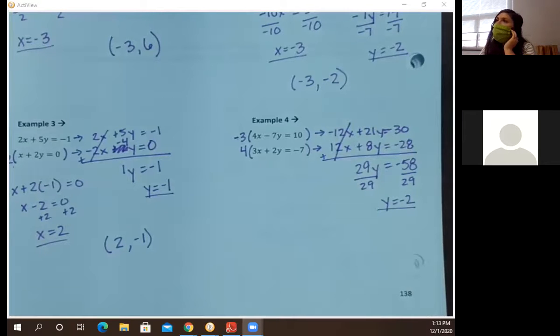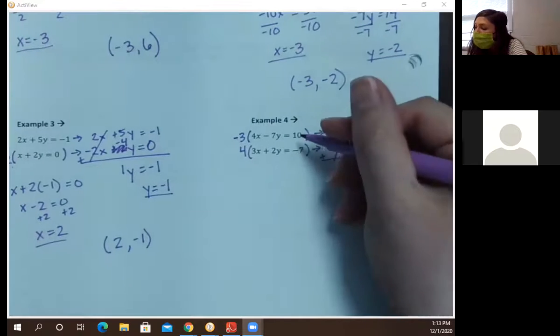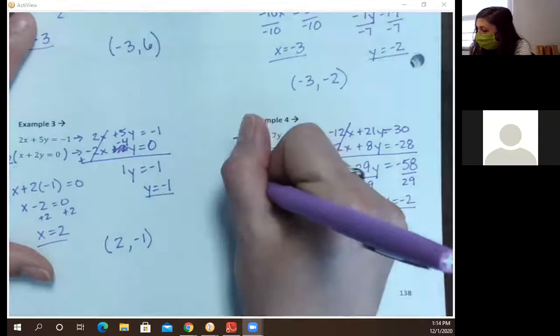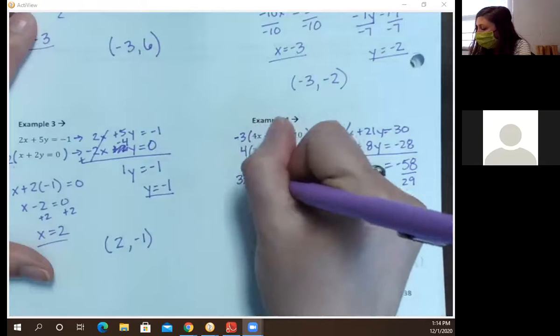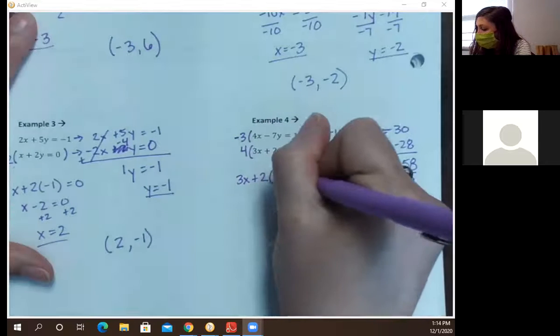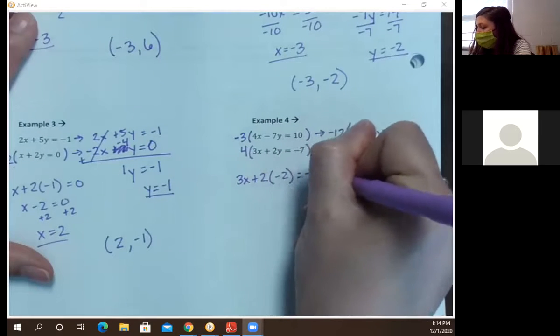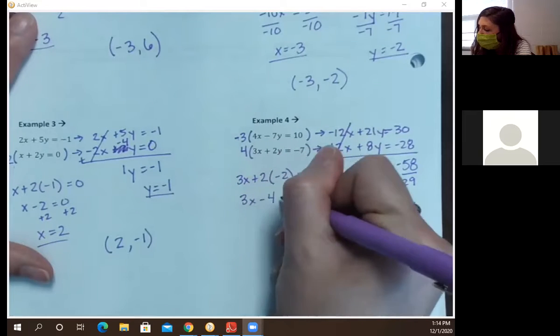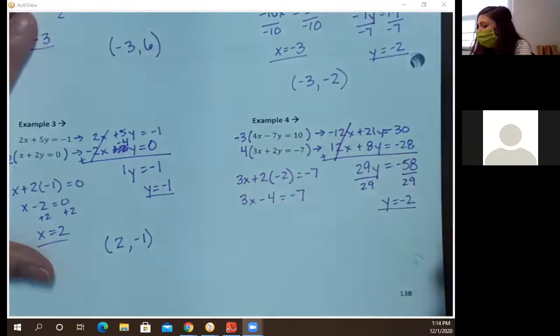Now that we have a value for y, just like every other problem that we've done, we can go ahead and plug that into either of our original equations and solve for x. I'm going to choose to plug this into the second equation. That seems a little easier to me. If you would rather plug it into the top equation, that's fine too. So I'm going to get 3x plus 2 times negative 2 equals negative 7. So 3x minus 4 equals negative 7.